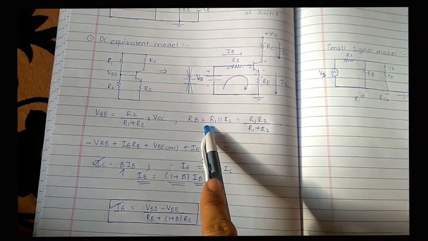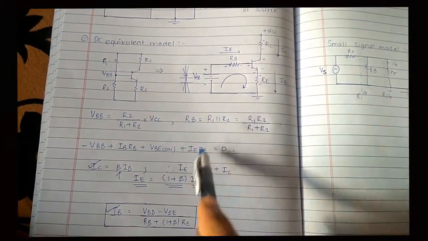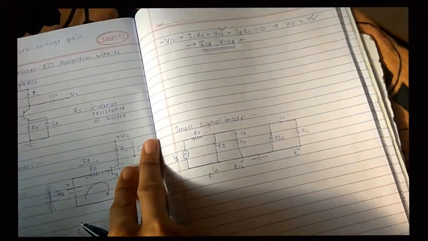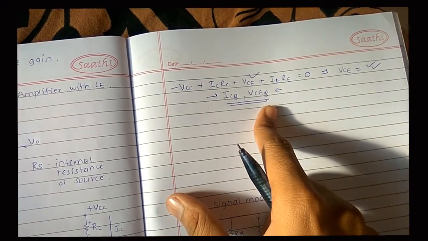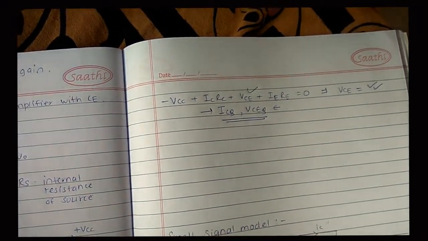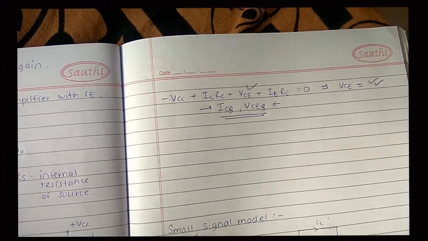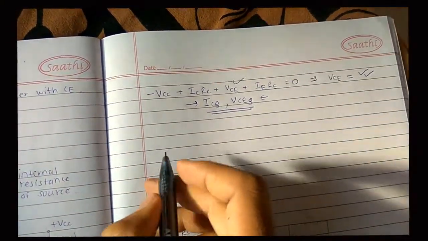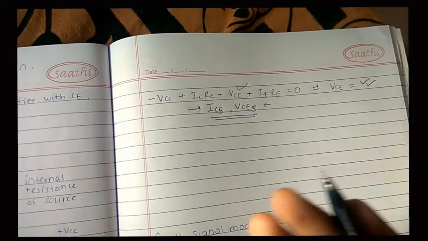This VBB, RB, applying the KVLs, this I is equal to 1 plus beta times IB. Using this formula, you can easily find out the Q point values. Just try to apply the KVL instead of using the direct formula. So now we have got ICQ and VCQ. Now we know the small signal parameters.